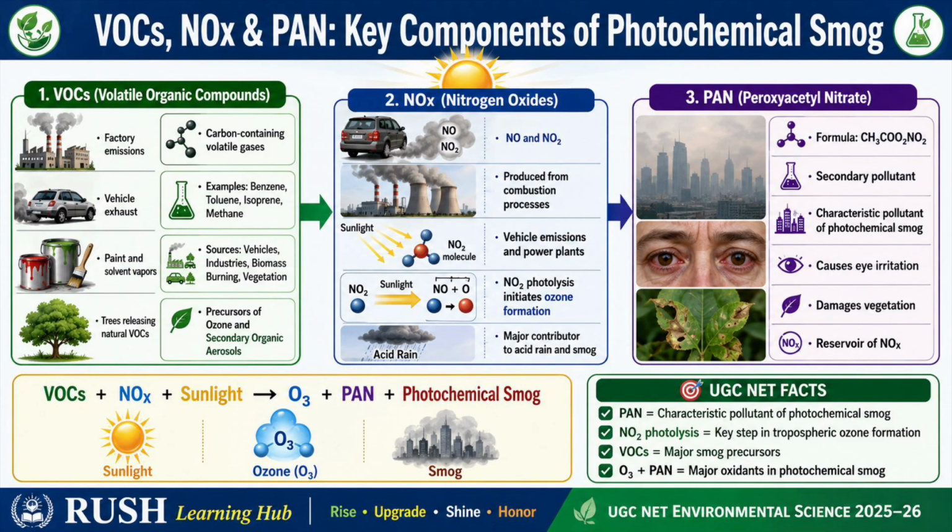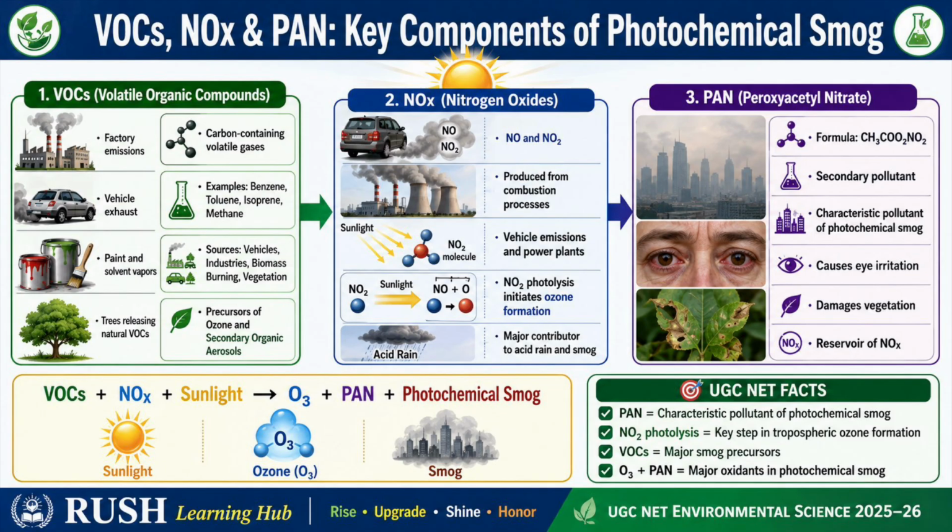Now let us discuss PAN, or peroxyacetyl nitrate. PAN is a secondary pollutant. Unlike primary pollutants, PAN is not emitted directly into the atmosphere. Instead, it forms through photochemical reactions involving VOCs and nitrogen oxides in the presence of sunlight. Its chemical formula is CH3COOONO2. PAN is produced when organic peroxy radicals react with nitrogen dioxide. This process commonly occurs during photochemical smog episodes.